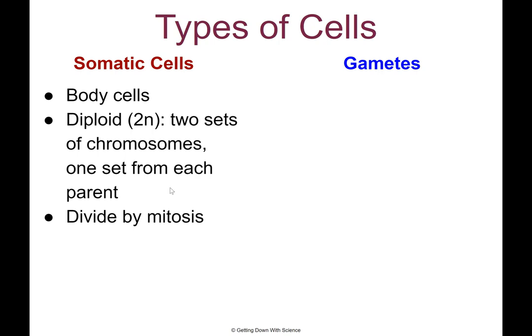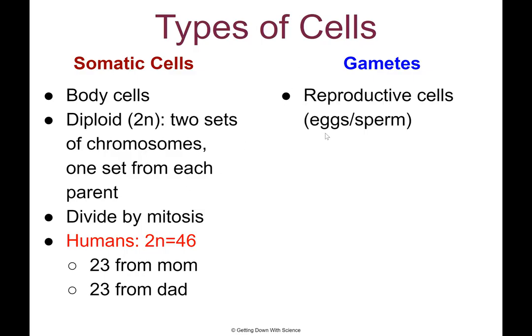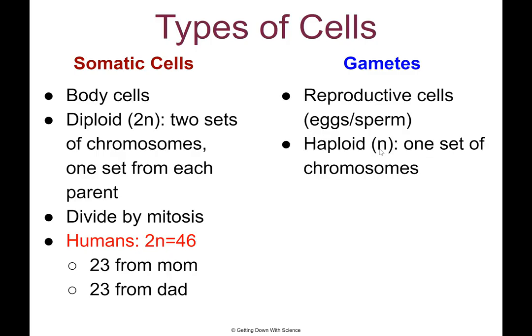These cells will divide by mitosis. So humans, 2N is 46, 23 from mom, 23 from dad, and they're going to divide by mitosis. Gametes are reproductive cells, eggs, sperm. They are going to be haploid or N, meaning they only have 1 set of chromosomes. That's how you got 23 from mom's gamete, the egg, and 23 from dad's gamete, the sperm. They're going to divide through the process of meiosis, which we go into in more detail in the next unit, but we're trying to get the big picture here.